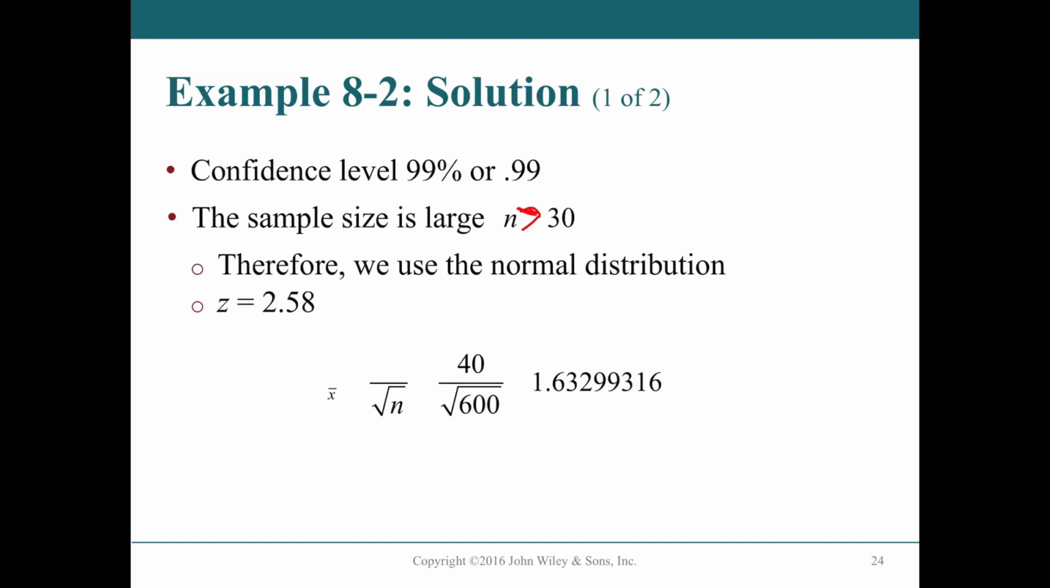Let's see how the steps go. So confidence level is 99%. Sample size is large. It is greater than 30. We don't have to worry about normality as we mentioned before. So we will use the normal distribution, and Z will equal plus and minus 2.58, the largest one that we typically see. So once again, sigma sub x bar is sigma over square root of n, which is 40, the given sigma, divided by the square root of n, to give us a standard error of the mean of 1.63 and change.